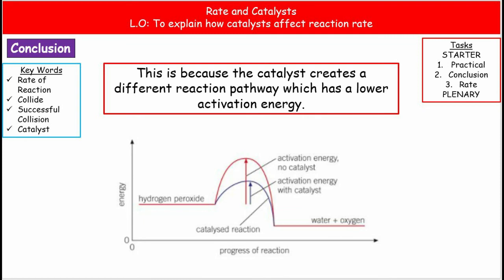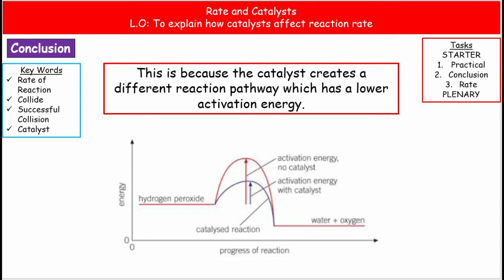Whereas when we add a catalyst, what it does is it creates a different reaction pathway. And that different reaction pathway has a lower activation energy. So we can see the size of the bump there in the blue line is much lower than the one without the catalyst. So that tells us we need less energy to be supplied to the hydrogen peroxide to cause that breakdown. So what we will see is the rate of reaction will be quicker because we're actually having a much lower activation energy. So that means it's easier to exceed and therefore the reaction is going to happen faster.